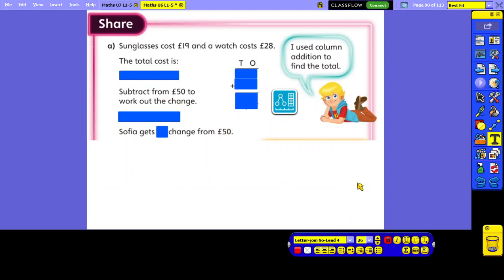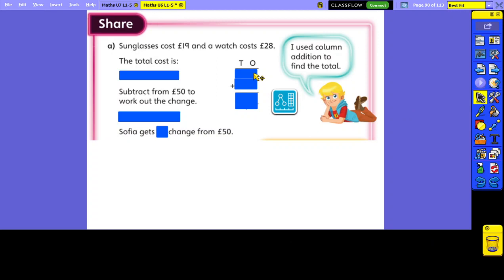So looking at our share, sunglasses were £19, our watch was £28, and Dexter here is telling us he found his answer by using the column addition. And that's here. I've got a column addition. So let's have a look at that column addition first. I've got £19, so I've got 1 ten, 9 ones. I've got £28, so I've got 2 tens and 8 ones. Remember, we always need to make sure the numbers are in the right column so that I know what my number is at the end, and I need to find the total. Here, I've got £19 and £28.